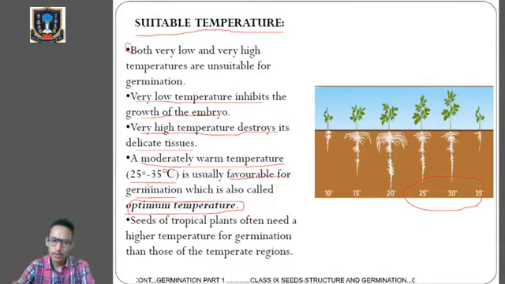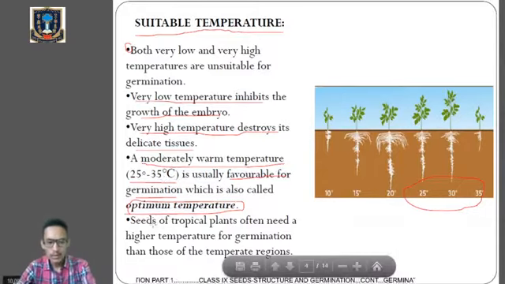So very low and very high temperature will not favor germination, but the optimum temperature between 25 to 35 degrees Celsius will favor germination. So it is called the optimum temperature. Clear? So seeds of tropical plants often need a higher temperature for germination than those of the temperate regions.